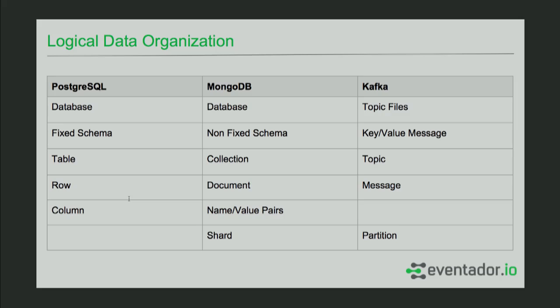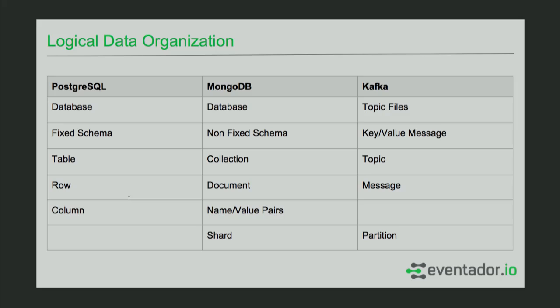In Postgres, we have the row, which is the actual data. You guys know this. In Mongo, we have a document. In Kafka, we have a message. Okay, so those are synonyms there. In Postgres, we have columns. In Mongo, we have name value pairs, right? So it's a dictionary or a JSON in BSON spec. It's essentially a dictionary structure. Kafka has essentially no equivalent of that.